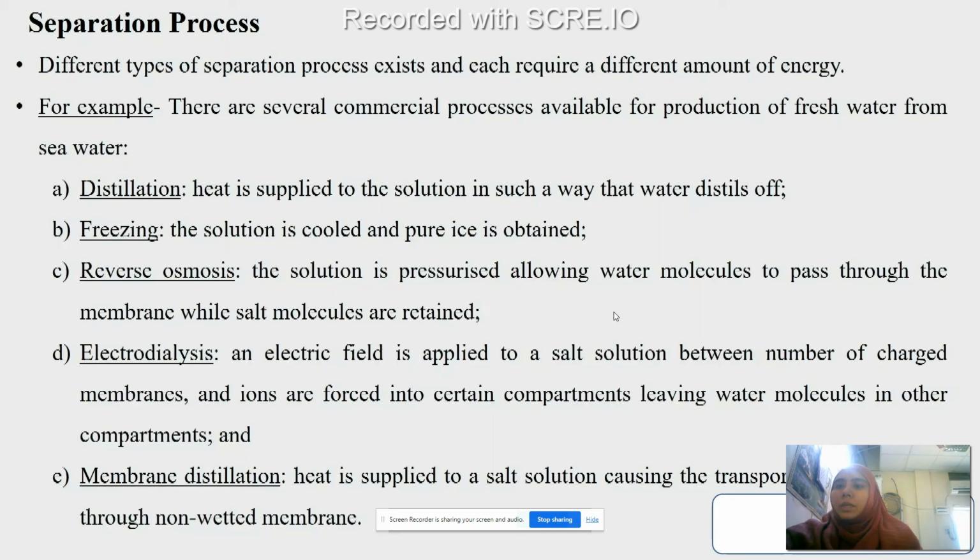So other methods also. In membrane distillation, heat is applied to a salt solution, causing transport of water vapor through a non-wetted membrane. So what we understand from this particular slide is, desalination of seawater is a very important process and it can be achieved in many ways.